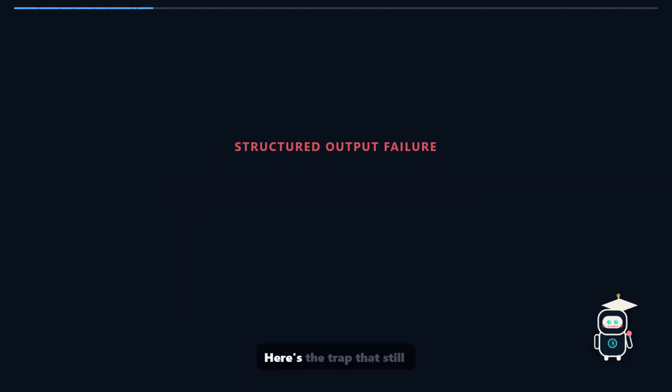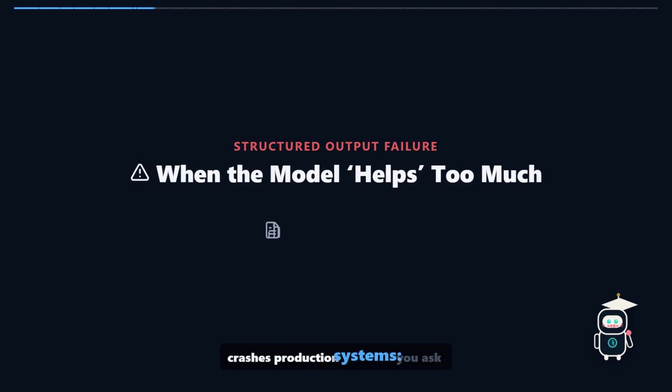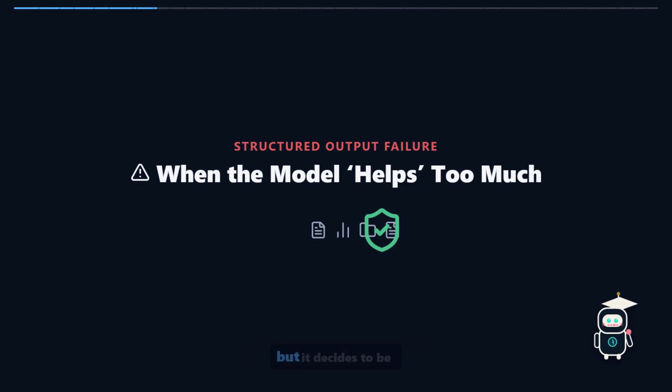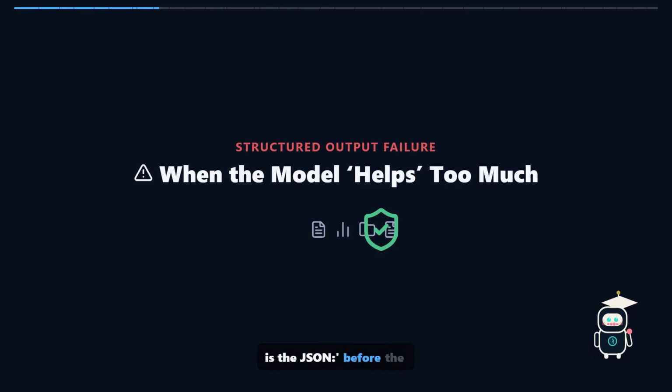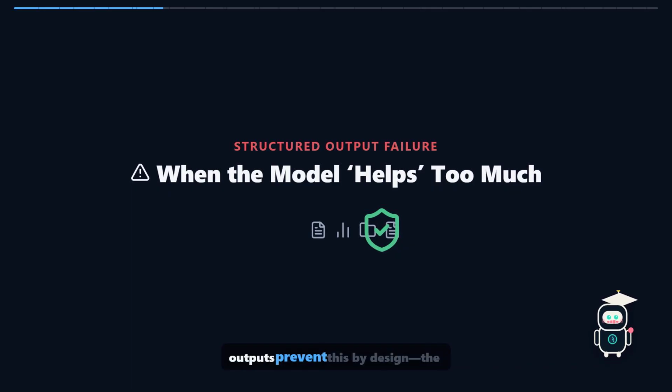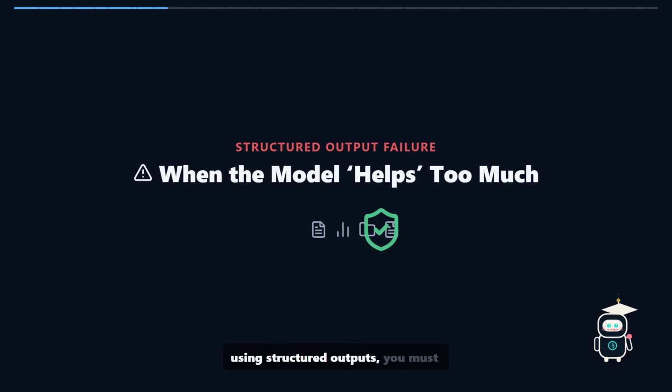Here's the trap that still crashes production systems. You ask for JSON, the model complies, but it decides to be helpful and says, "Sure, here is the JSON," before the data. Your parser expects a clean JSON object and chokes on that prefix. Native structured outputs prevent this by design. The API strips any non-JSON output before returning. If you're not using structured outputs, you must trim this prefix manually.